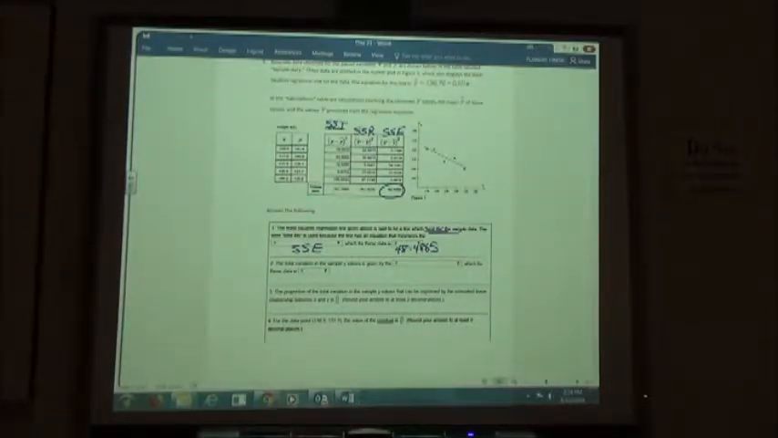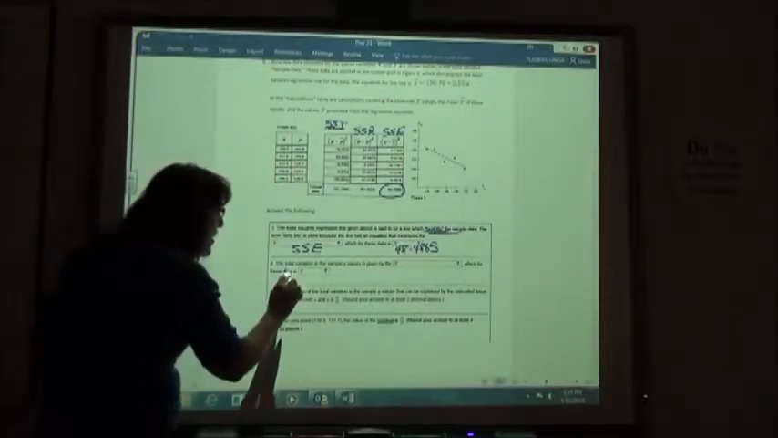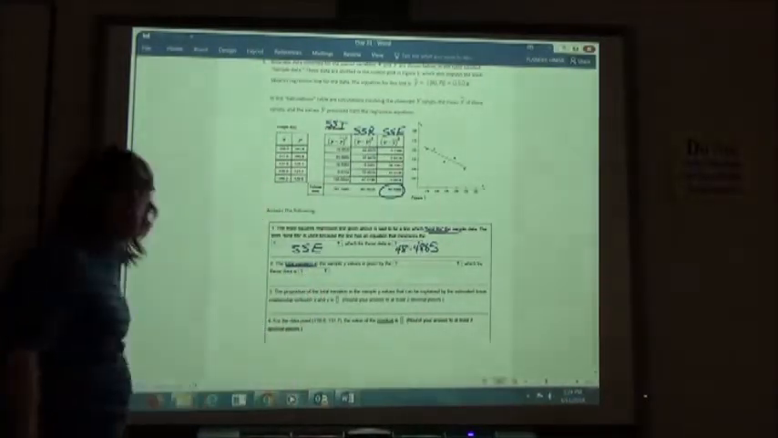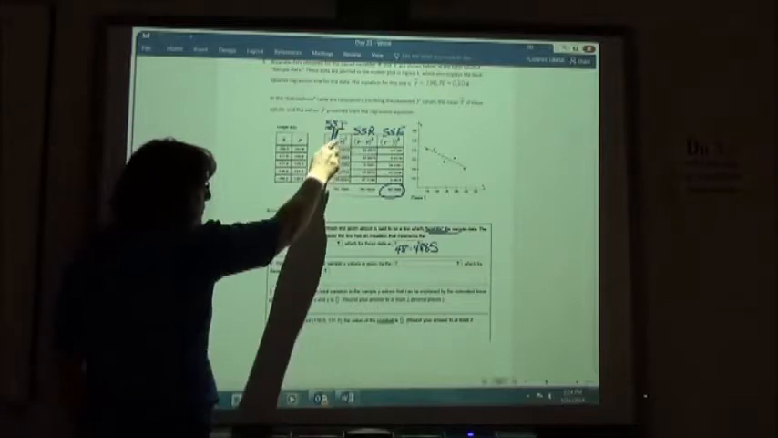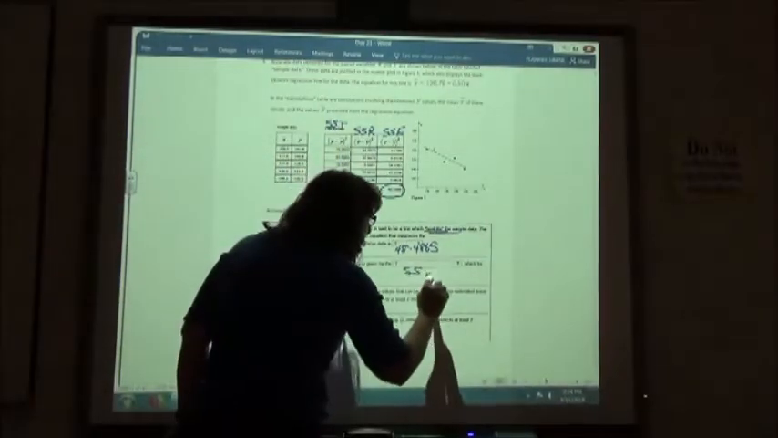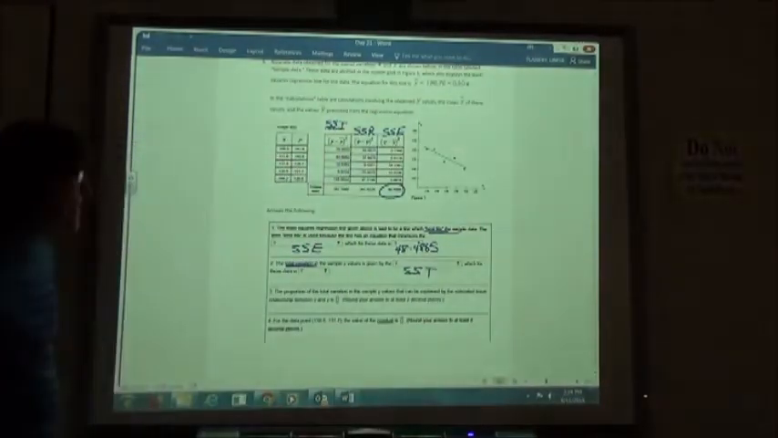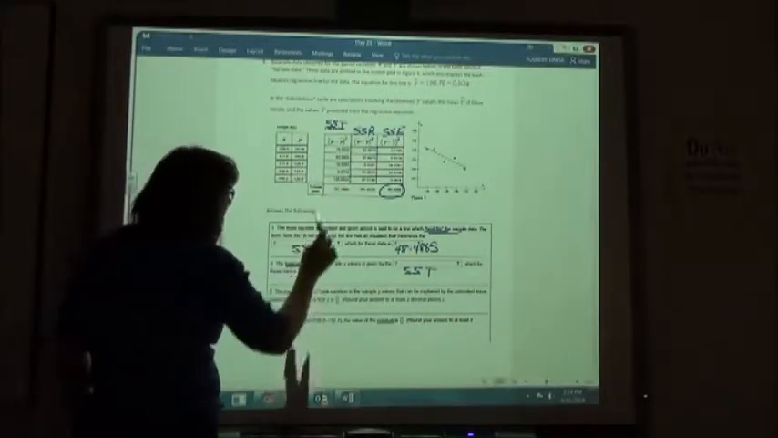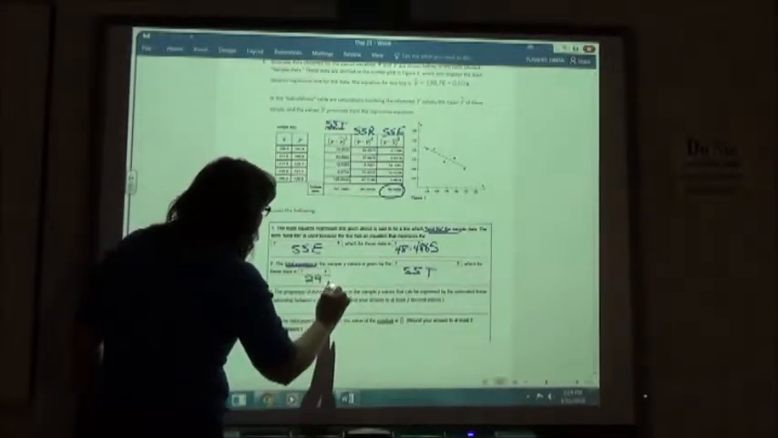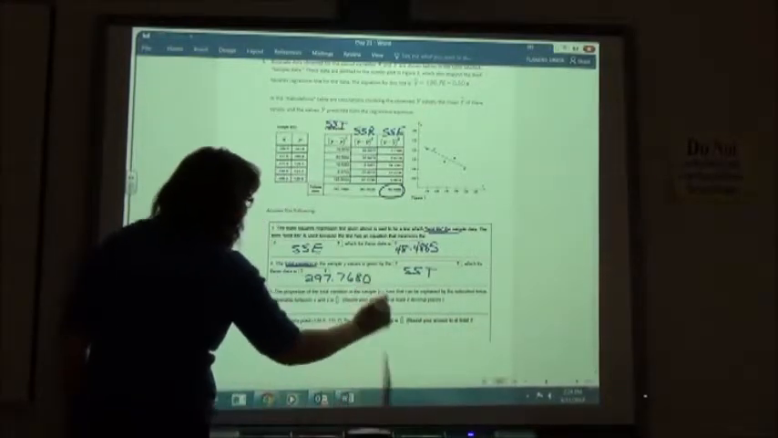This one is one we didn't have on number 1 or 2. It says the total variation. Notice the word total gives you a hint. The total variation in the sample is given by the sum of squares total. That makes sense, right? And again, we're just going to pick that number off the table. The number for the sum of squares total is 297.7680.